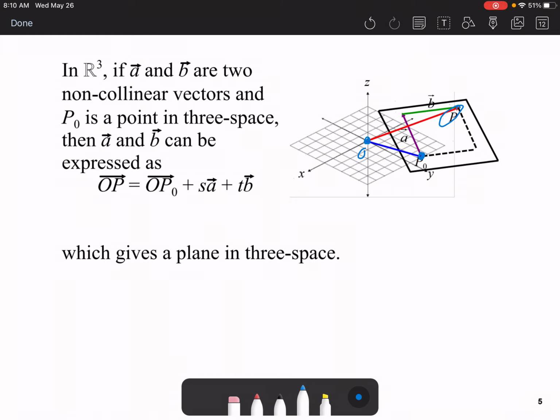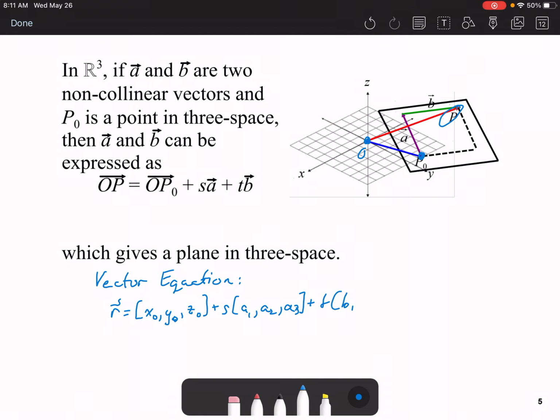So you can also come up with your vector equation of your plane. And your vector equation looks almost like the vector equation of a line, just with an extra directional vector. So it has a starting point, called a starting point x0, y0, z0, plus some scalar multiple of the vector A, which we'll call a1, a2, a3, and any scalar multiple of the vector B, which we'll give by b1, b2, and b3.